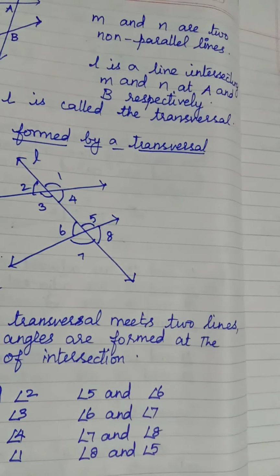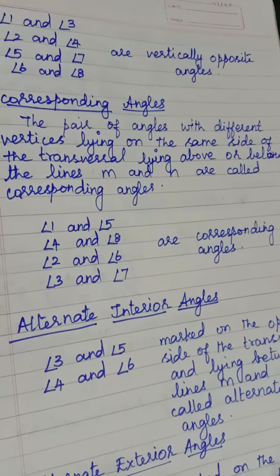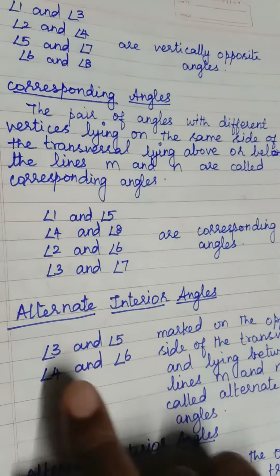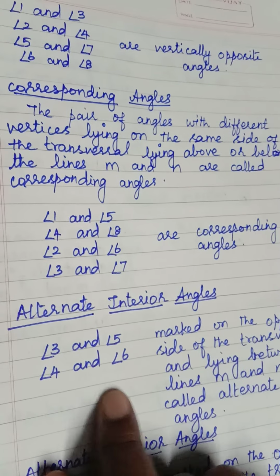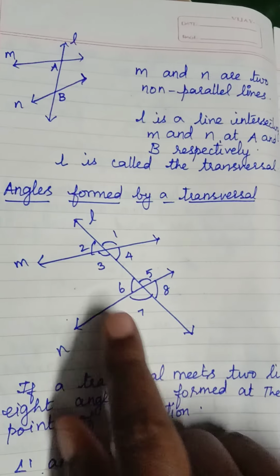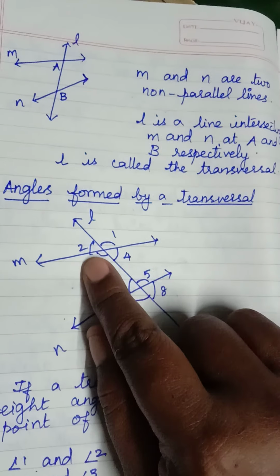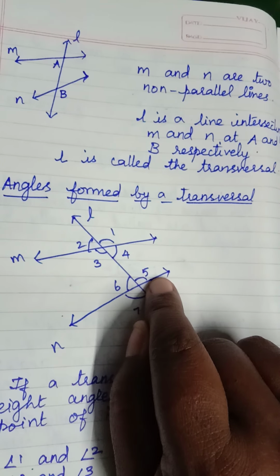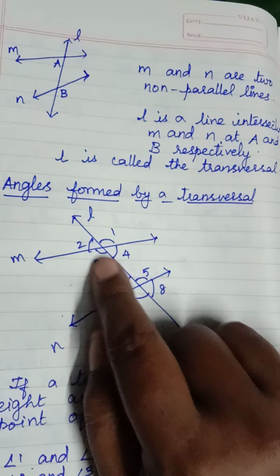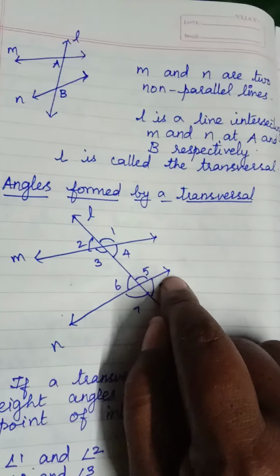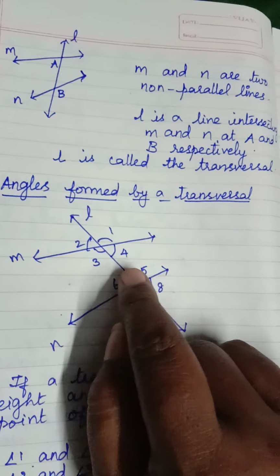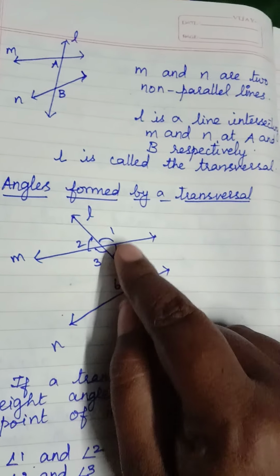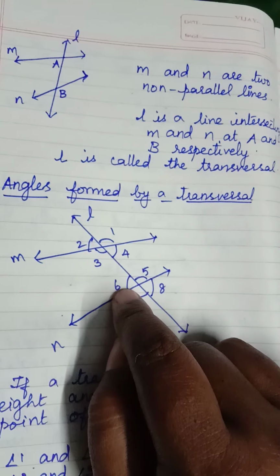Next, what are alternate interior angles? Angle 3 and angle 5, angle 4 and angle 6 are marked on the opposite side of the transversal. See here, angle 3 and angle 5 alternate, this side and this side, like that opposite side, and lying between the lines M and N, between this line and this line. Angle 3 and angle 5 are alternate interior angles. Similarly, angle 4 and angle 6 are alternate interior angles.